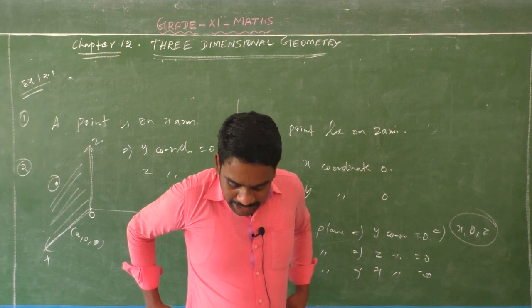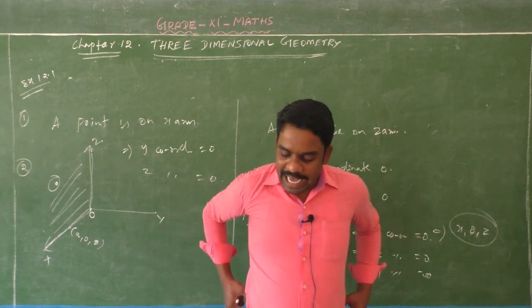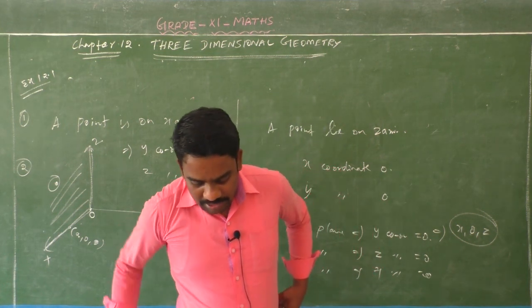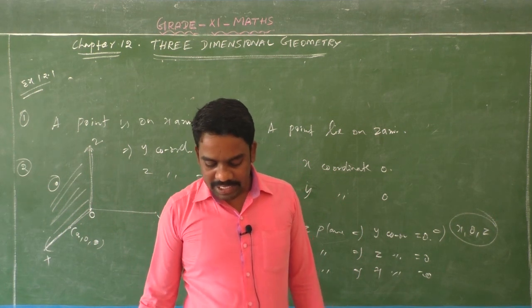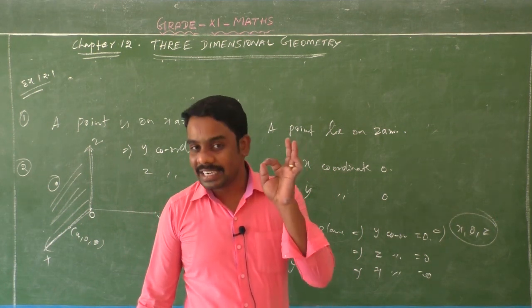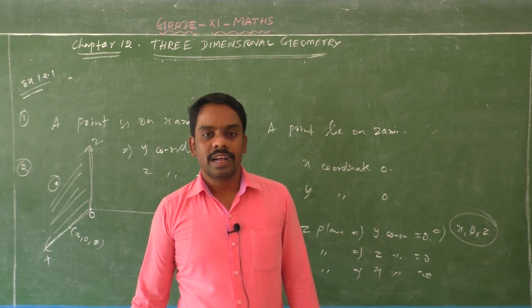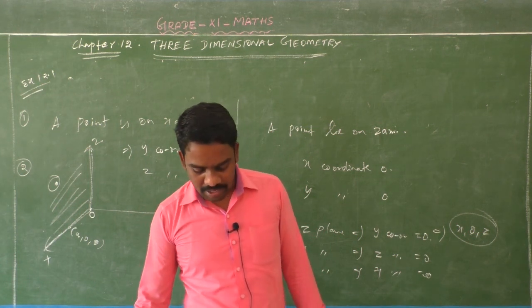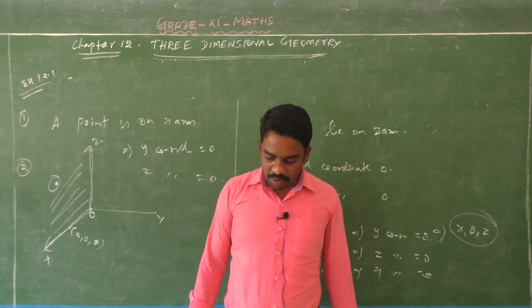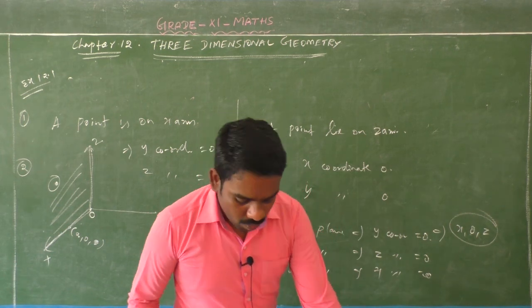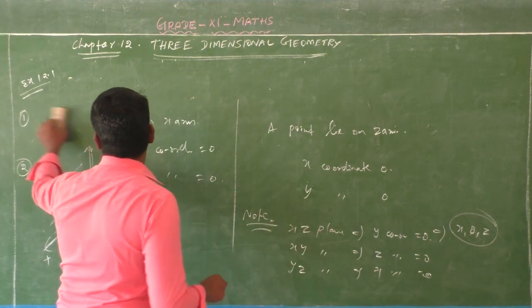The coordinate planes divide the space into dash octants. The last one: the coordinate planes divide the space into 8 octants. Okay, right. So the exercise is complete. Next, example number 1.